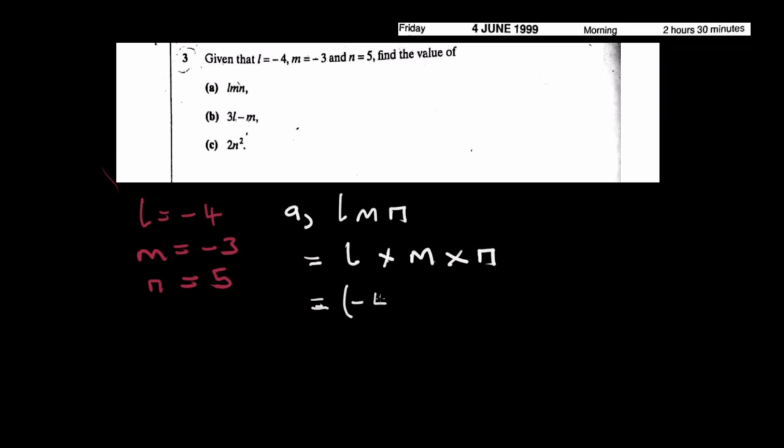So it's (-4). Instead of saying times, we can just put brackets. This empty space already tells that we are going to multiply. And what is M? M is -3. And then what is N? N is 5. And you are going to see the importance of putting brackets.